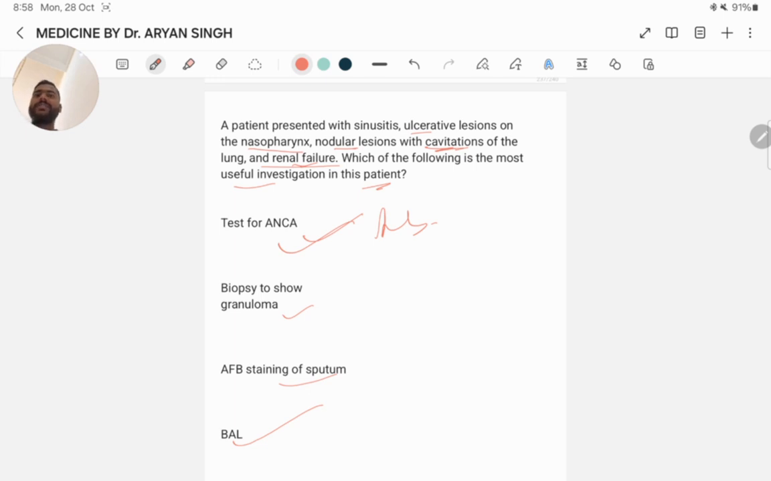Granulomatosis with polyangiitis is a granulomatous and necrotizing vasculitis of the small arteries and veins that may affect the upper respiratory tract, lower respiratory tract, and kidneys.